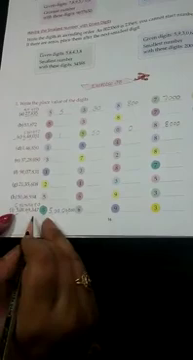Now we have to find out the place value of 6. 6 is at the 10,000s place, so the place value of 6 will become 60,000. Now the place value of 9: 9 is at the thousands place, so the place value of 9 will become 9,000. The place value of 3: 3 is at the hundreds place, so the place value of 3 will become 300.